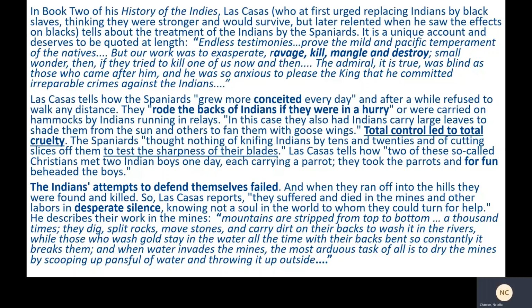So, Las Casas reports, they suffered and died in the mines and other labors in desperate silence, knowing not a soul in the world to whom they could turn for help. He describes their work in the mines. Mountains are stripped from top to bottom 1,000 times. They dig, split rocks, move stones, and carry dirt on their backs to wash it in the rivers, while those who wash gold stay in the water at all times, with their backs bent so constantly it breaks them. And when water invades the mines, the most arduous task of all is to dry the mines out by scooping up pans full of water and throwing it up outside.